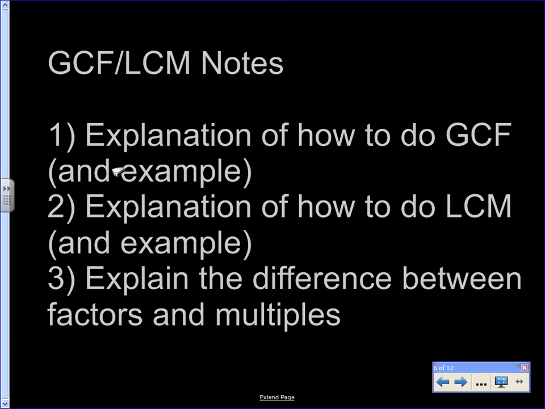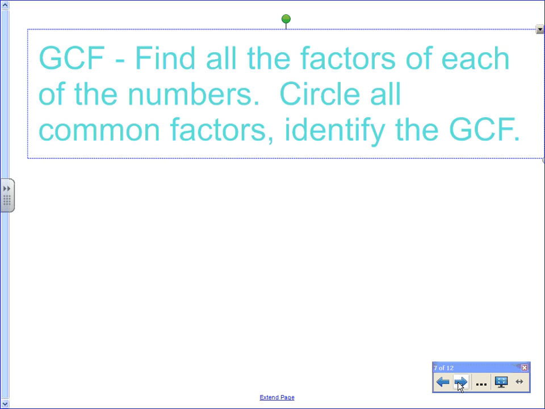Okay, today I'm going to talk about GCF and LCM. I'm going to start out by talking about the explanation of how to do GCF and give you an example, explanation of how to do LCM, and an example. I'm then going to explain the difference between factors and multiples, and then I'll do a couple more word problem examples. So let's just get started.